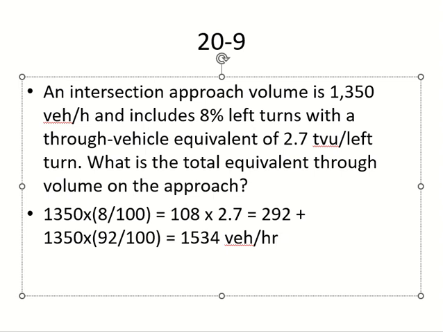So 1350 was the wrong number because you cannot add 108 with the straight. 108 were left turning, right? So they added them, they did it wrong. The correct number is 1534 and we will call it through vehicle units. They are now through vehicle units. This 1534 is straight. All of them are straight. Clear?